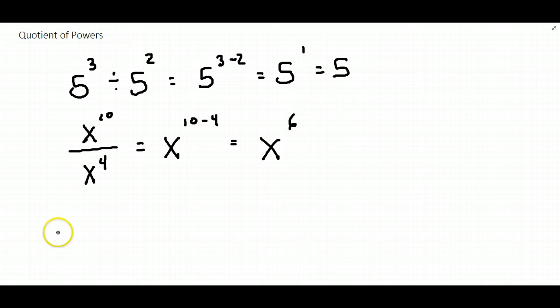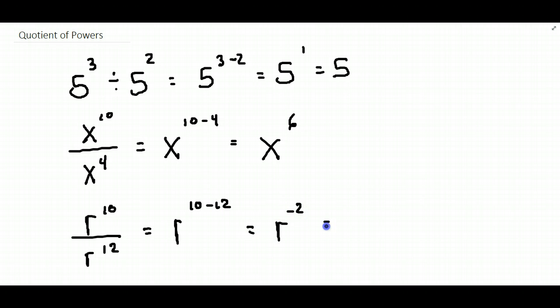Okay, another example. What if our numerator, or our first number, is smaller than our second? So if we have r to the 10th over r to the 12th. Now we have r raised to the 10 minus 12, which equals r to the negative 2nd power. And we know if it's raised to a negative power, you have to do the multiplicative inverse because you can't leave it as a negative exponent. So then you get 1 over r squared as your answer.